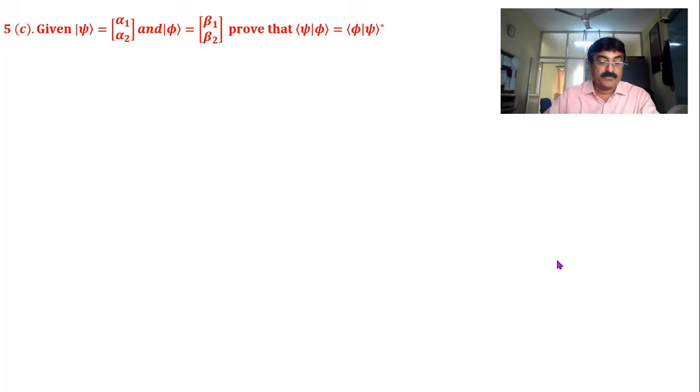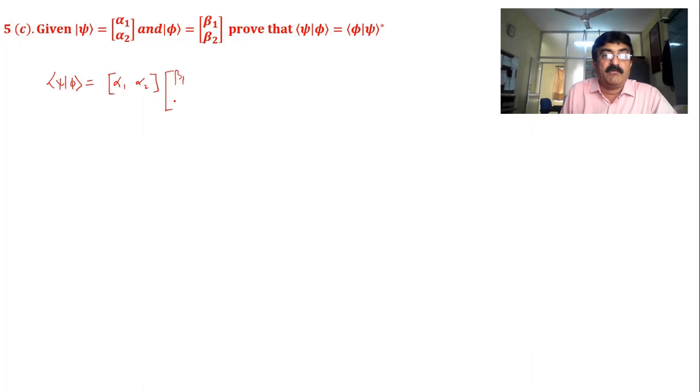Well, I will do it here. Given psi equal to (alpha 1, alpha 2) and phi equal to (beta 1, beta 2), prove that the inner product of psi and phi is equal to the complex conjugate of the inner product of phi and psi. This we have to prove. Just wait. First I take psi and then phi. So I take bra psi multiplied on ket phi. Psi means alpha 1 alpha 2, so this is the bra, and then phi means beta 1 beta 2.